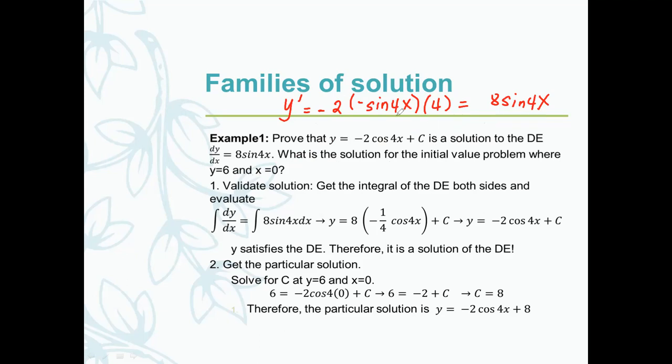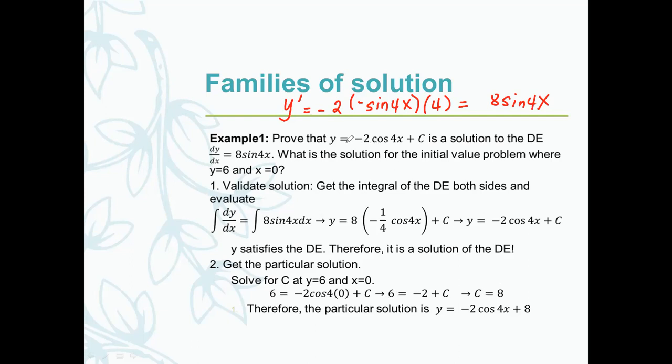General or complete solution, I will substitute x equal to 0 and y equal to 6 and see what would be the value of the c. So you could see it here in number 2. So if we substitute, we'll have a 6 here. We'll have negative 2 cosine of 4 times 0 plus c. So this negative 2 is to be added to 6. It will give you a c which is equal to 8.